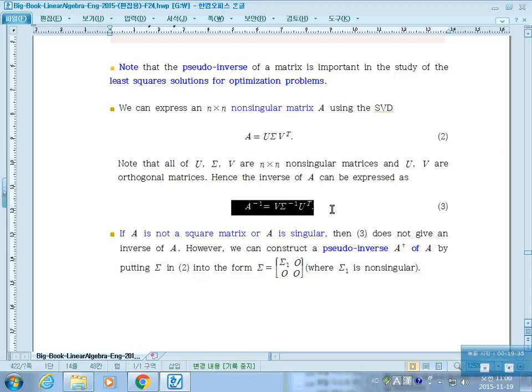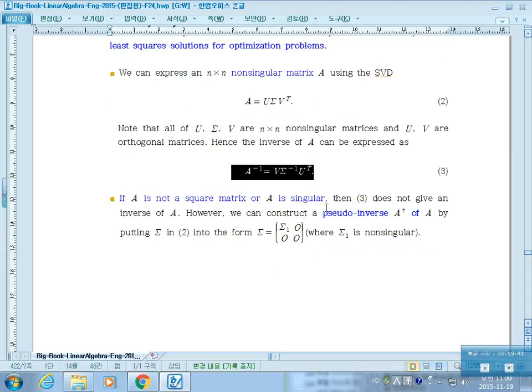So the inverse can be easily found if you have a singular value decomposition for a non-singular matrix A.